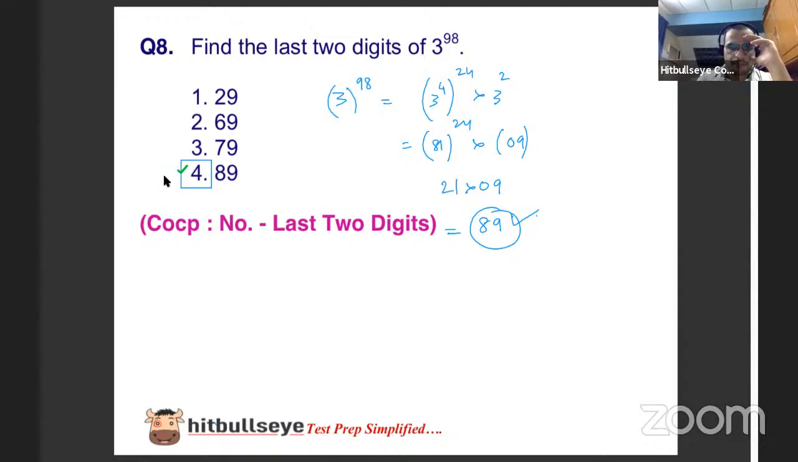Clear, everybody? Ruby, now is this clear to you? Perfect. Let's go to the next one.